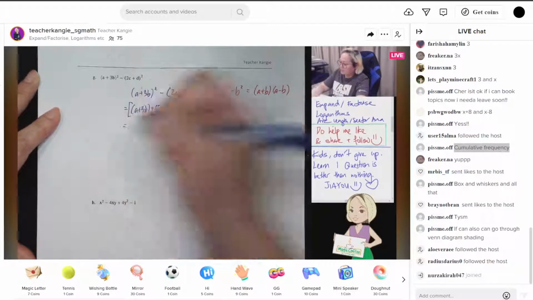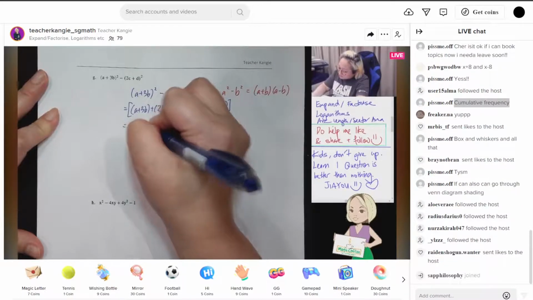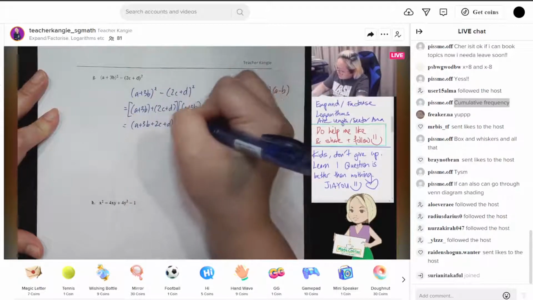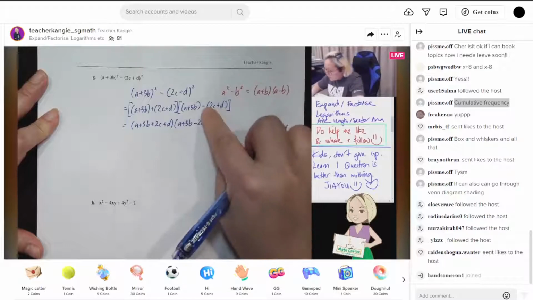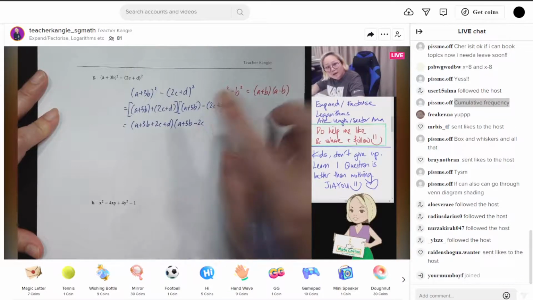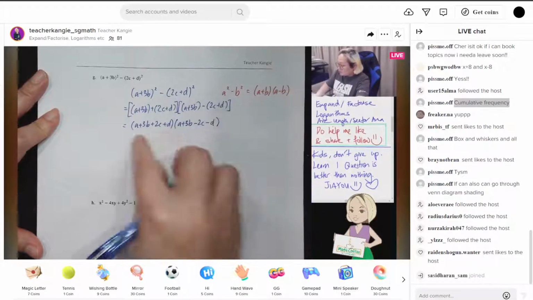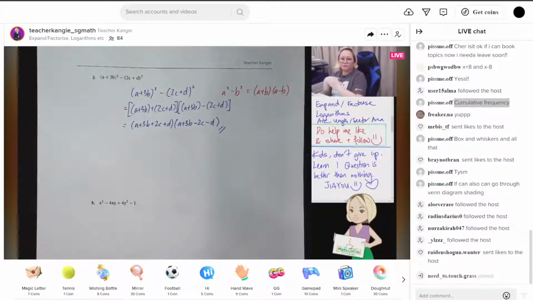Okay, so next, now let's simplify. So this will be a plus 3b plus 2c plus d. And then this will be a plus 3b minus 2c. Take note, see, this is subtraction, right? Minus 2c, minus times plus, this is minus d. There's no like term. So in the end, this is how you factorize this question.